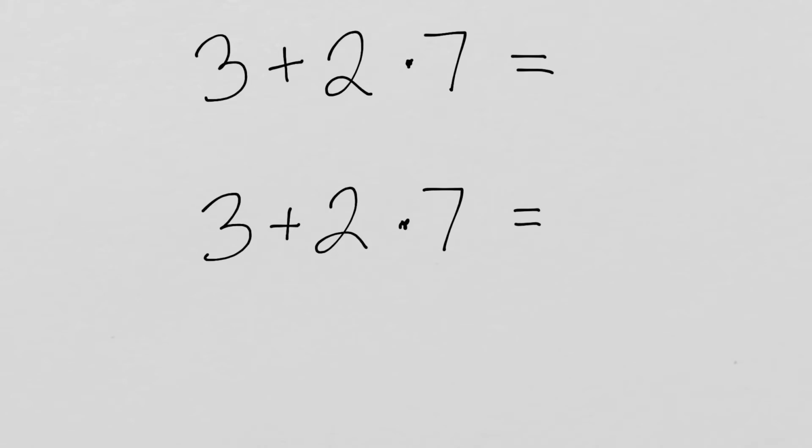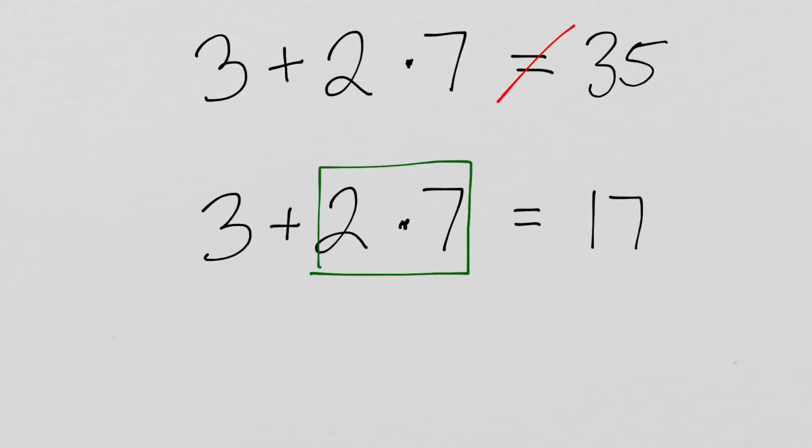So if I had a problem like this, 3 plus 2 times 7, and I just went from left to right, and I did 3 plus 2, which is 5, times 7, and that'll give me 35. That is actually wrong. The answer is not 35 to that problem. The answer is 17. Now the reason why the answer is 17 is because the 2 times 7 is done first, right? So 2 times 7 is 14, and then we add the 3.